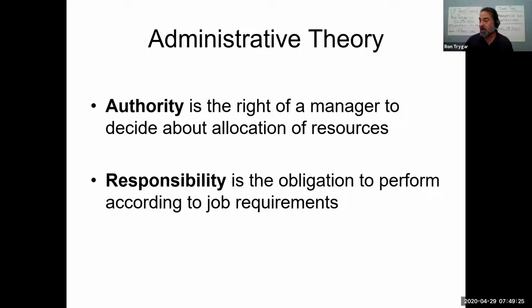So authority is the right of the manager to decide about the allocation of resources. The resources include the budgets, the employees, the chemicals, the equipment, the treatment facilities themselves, the crews of people that are going to go and do this kind of work, assigning job duties. That's considered authority, and the responsibility is the obligation to perform those job requirements. So the higher up you go, the more responsibility you get. I know I'm repeating myself, but it's an important aspect for your exams.